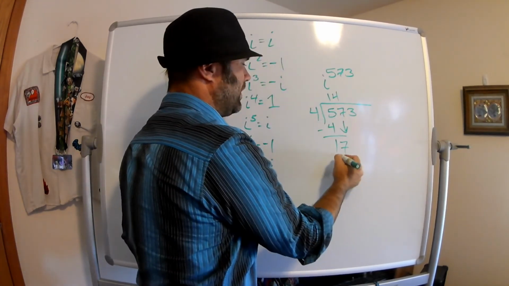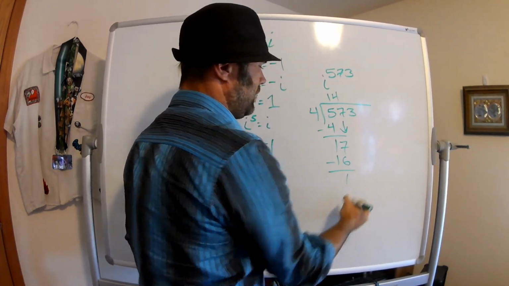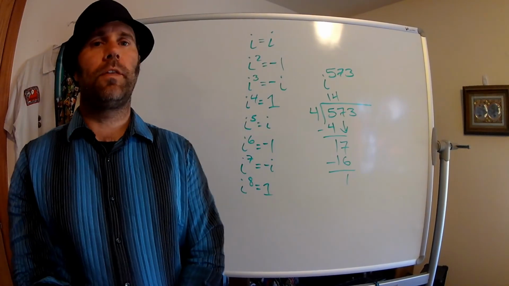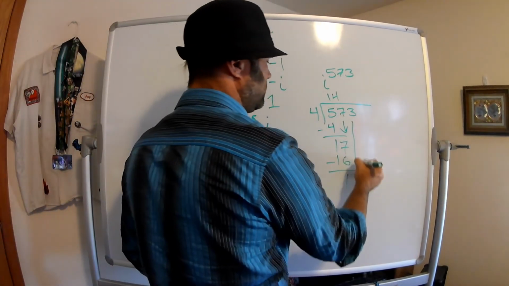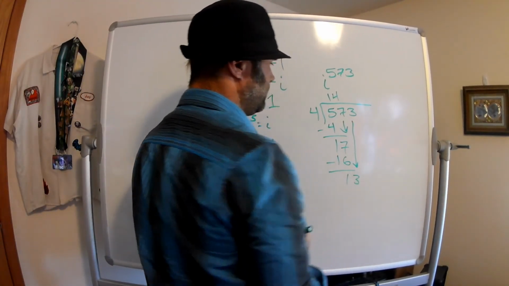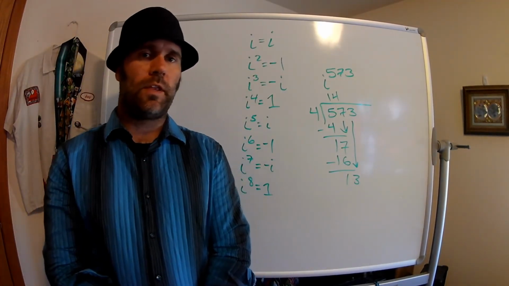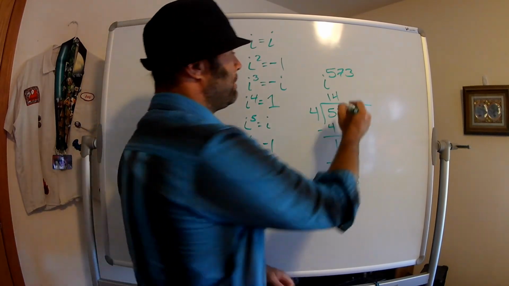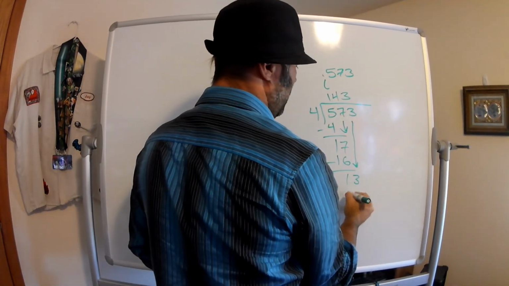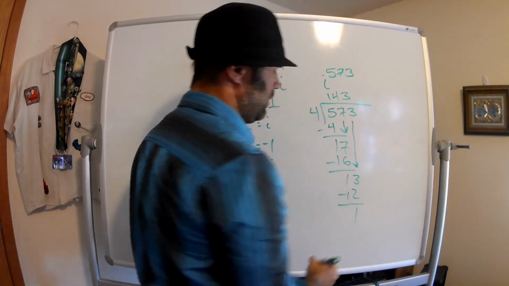4 times 4 is 16. Subtract. We get another 1. Bring the 3 down. How many times does 4 go into 13? We should come up with the answer of 3. 3 times 4 is 12. And we get another 1.